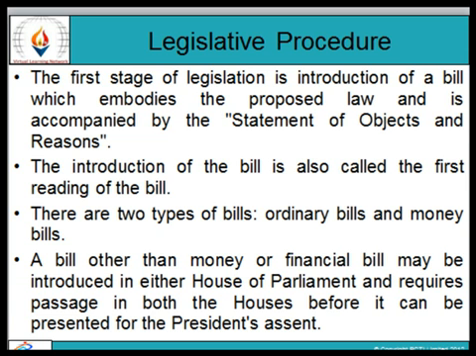There are two types of bill. A bill other than a money or financial bill may be introduced in either House of Parliament and requires passage in both the Houses before it can be presented for the President's assent. The two types of bills are ordinary bills and money bills.